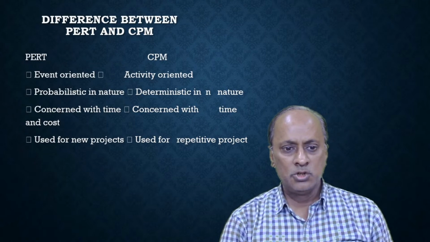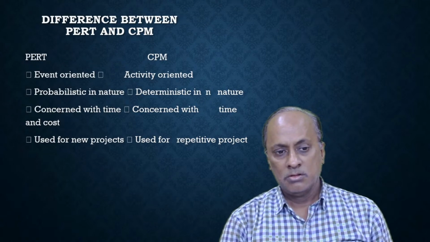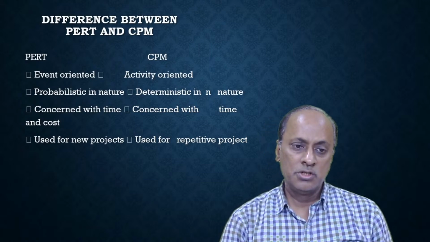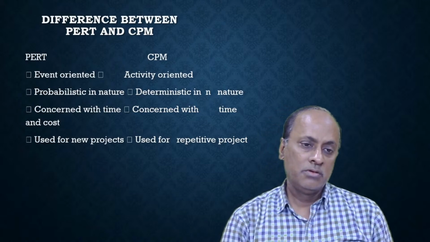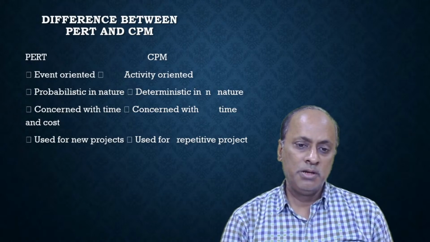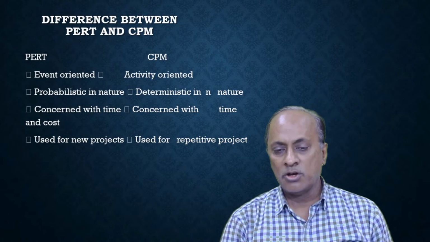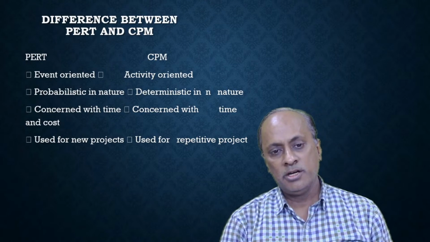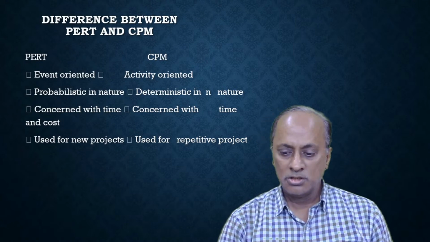What is used for new projects? That means the projects which are not taken earlier, in those projects we use PERT, but CPM is used in those projects which have already been undertaken. So in repetitive projects we use CPM.